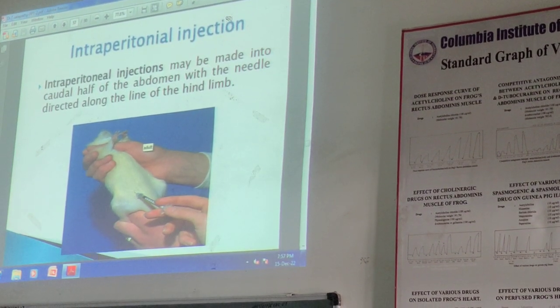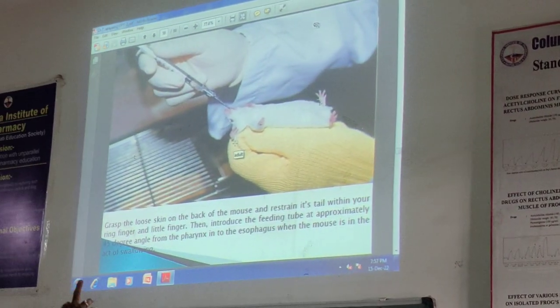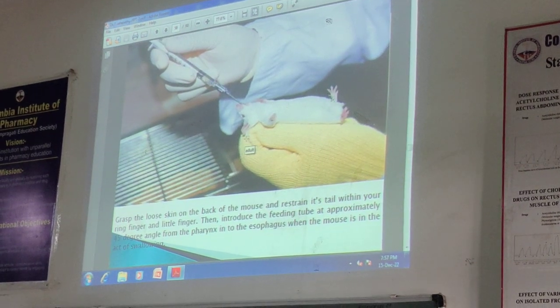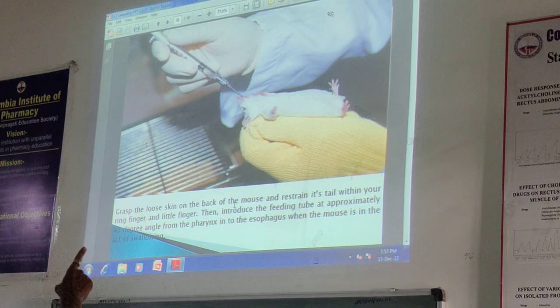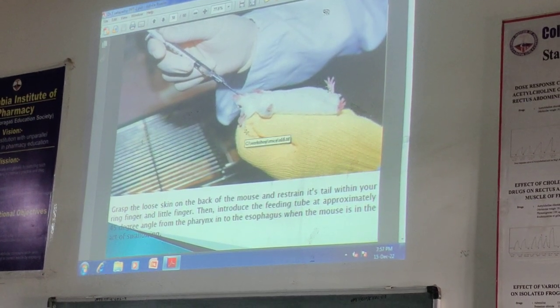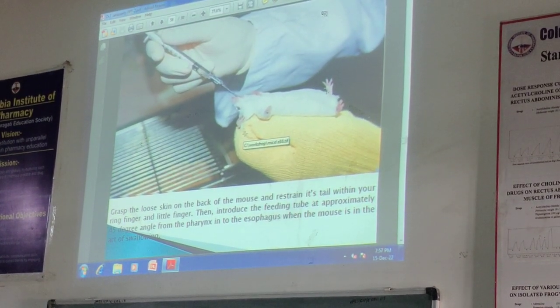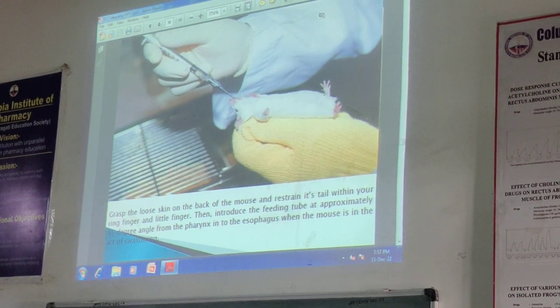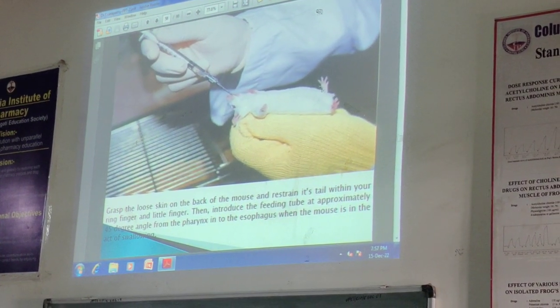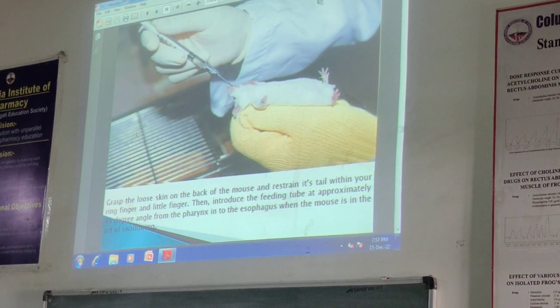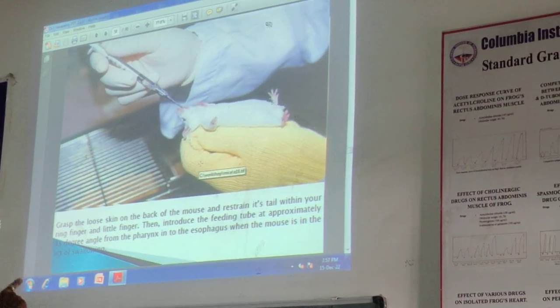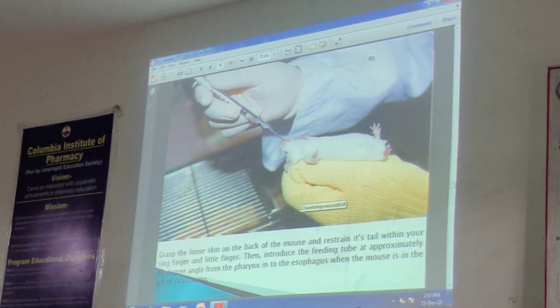This is again intraperitoneal injection. This is the oral gavage. We have to hold the animal. This is the oral feeding needle, slightly bent, and on the top of that needle there is a valve to protect the esophageal junction. So this is the process.